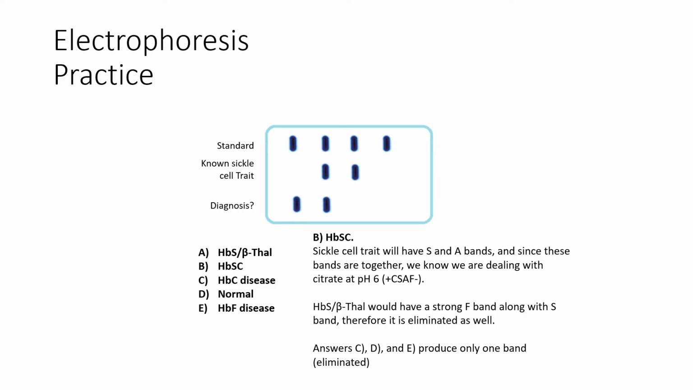Fortunately for us, none of the answer choices would fit having bands at F and A, and therefore we must be dealing with the correctly oriented gel, CSAF. Remember also that normal and hemoglobin disease states would produce only one band, so we can eliminate answer choices C, D, and E. Combined hemoglobin S and beta thal would produce a strong F band and an S band, which would not fit in lane 3, whether the orientation was CSAF or FASC. Therefore, the answer has to be hemoglobin SC.